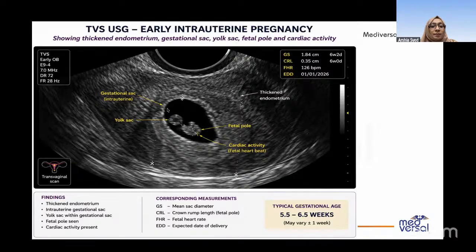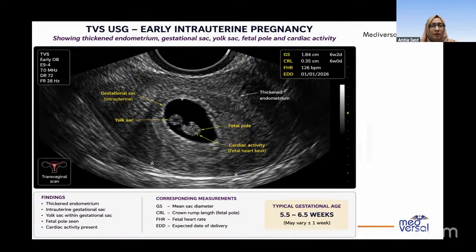But if the fetal pole is visible, you can measure something called the crown rump length. This is the crown rump length of the fetus, and by that also you'll be able to estimate the gestational age. If the first trimester scan is done as early as before 9 weeks, the accuracy is plus or minus 5 days. If it is done after 9 weeks, it has an accuracy of plus or minus 7 days.